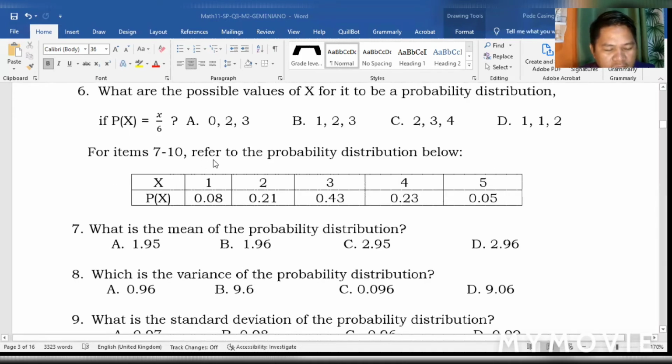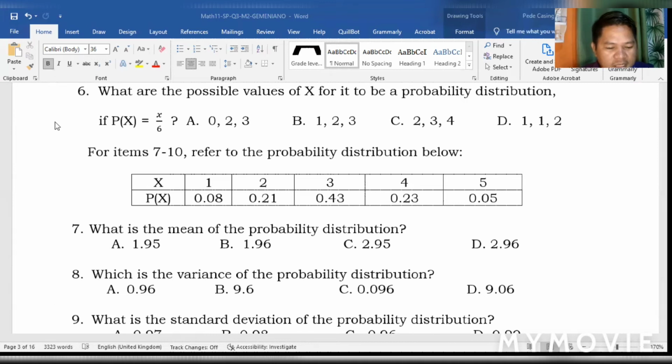For items 7 to 10, refer to the probability distribution below. Our x values are 1, 2, 3, 4, 5. Our P of x is 0.08, 0.21, 0.43, 0.23, and 0.05. Question number 7. What is the mean of the probability distribution? Is it A, 1.95, B, 1.96, C, 2.95, or D, 2.96?